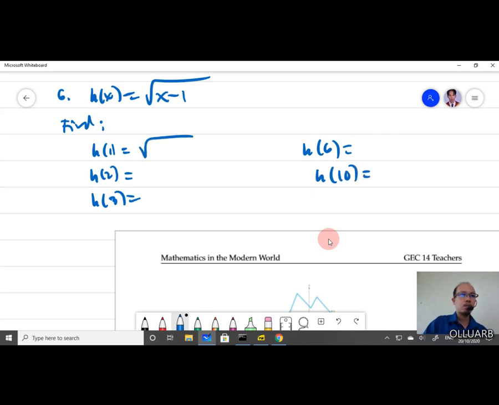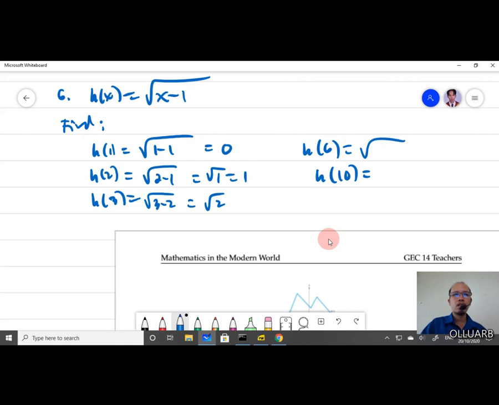So all you have to do is to substitute. 1 minus 1, this is 0. 2 minus 1 is square root of 1, which is 1. 3 minus 1 is square root of 2. 6 minus 1 is square root of 5. And then 10 minus 1, which is square root of 9, which is 3. Okay, do not use decimal form.